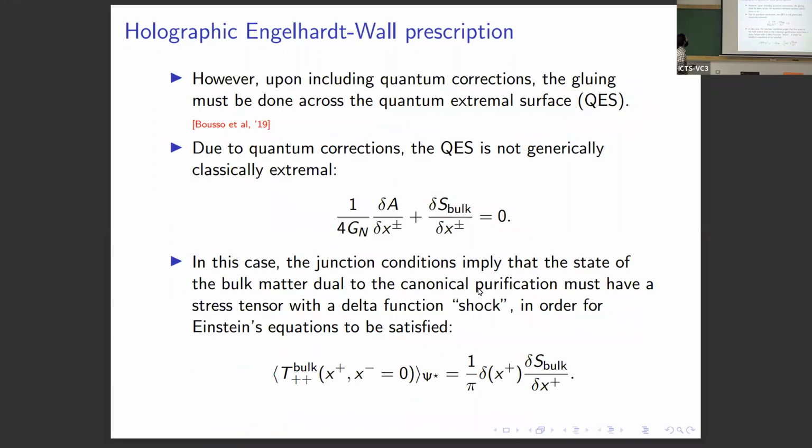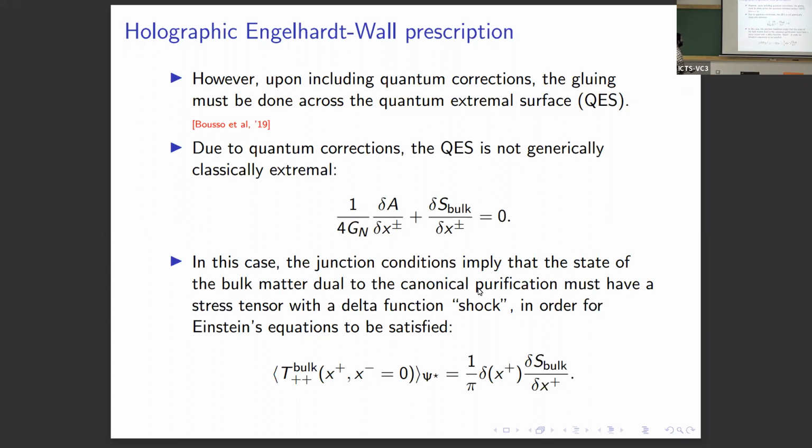However, when you include quantum corrections, there's a problem. There's a slight issue because when you include quantum corrections, the quantum extremal surface does not satisfy dA/dx+ = 0, but there is a quantum contribution.